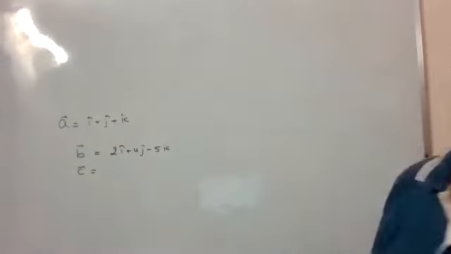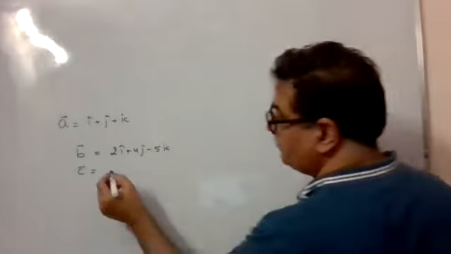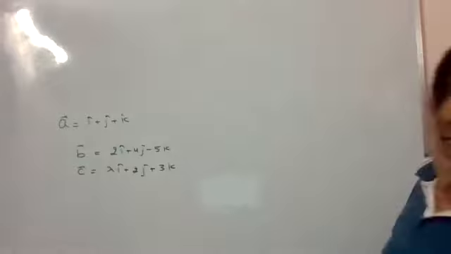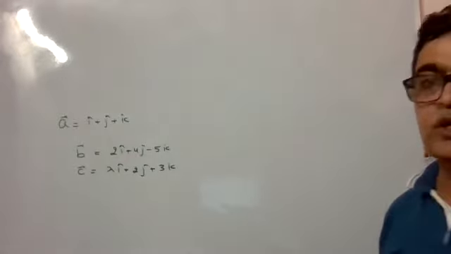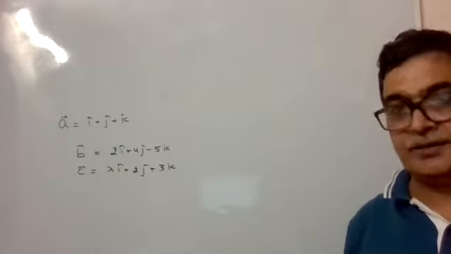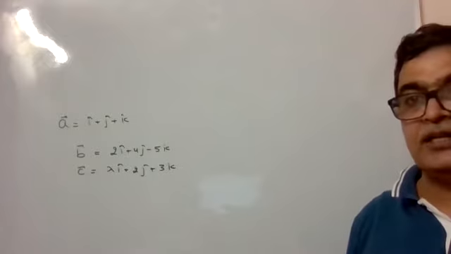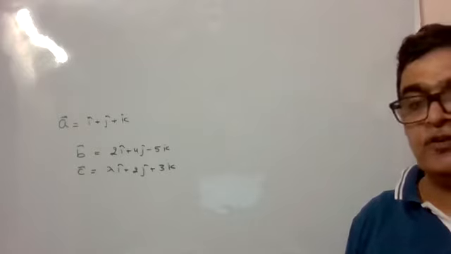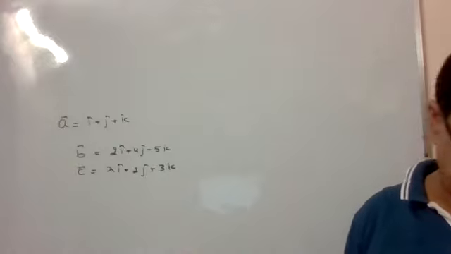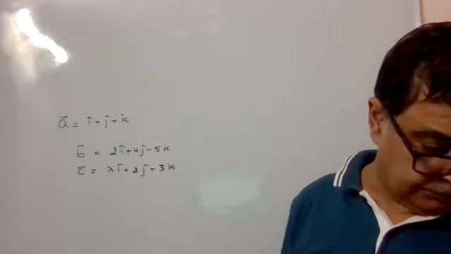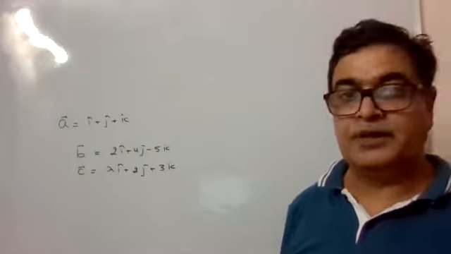and C vector is lambda i plus 2j plus 3k, is equal to 1. Then find the value of lambda and also find a unit vector along B plus C.